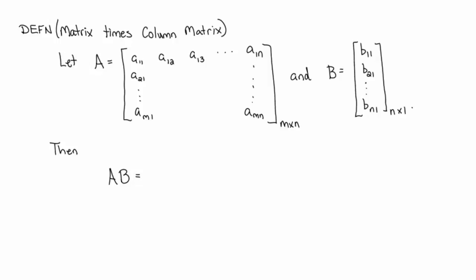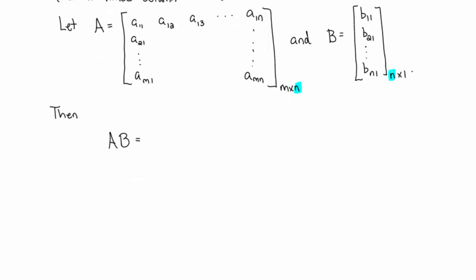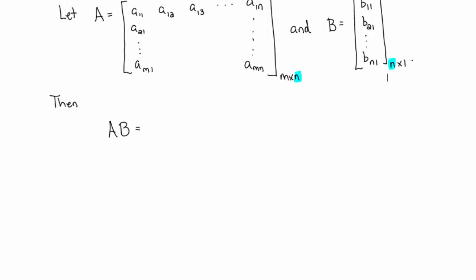Now, before I actually write it down, let me just again tell you this definition says right now, by definition, these two have to match up. You'll also see that it will only work if those two match up. But by definition, those two have to match up. Okay, so the inner dimensions must match here. Then the product A times B is defined to be the matrix.